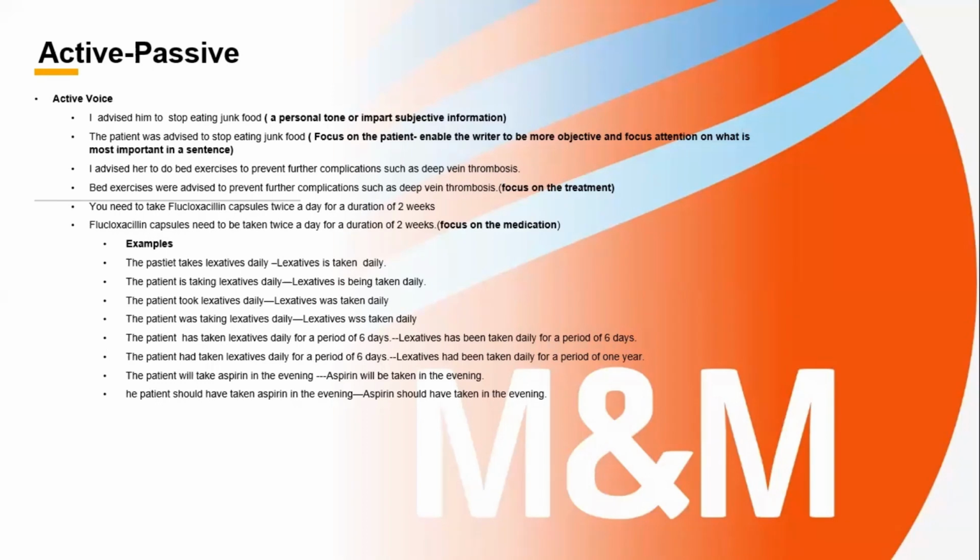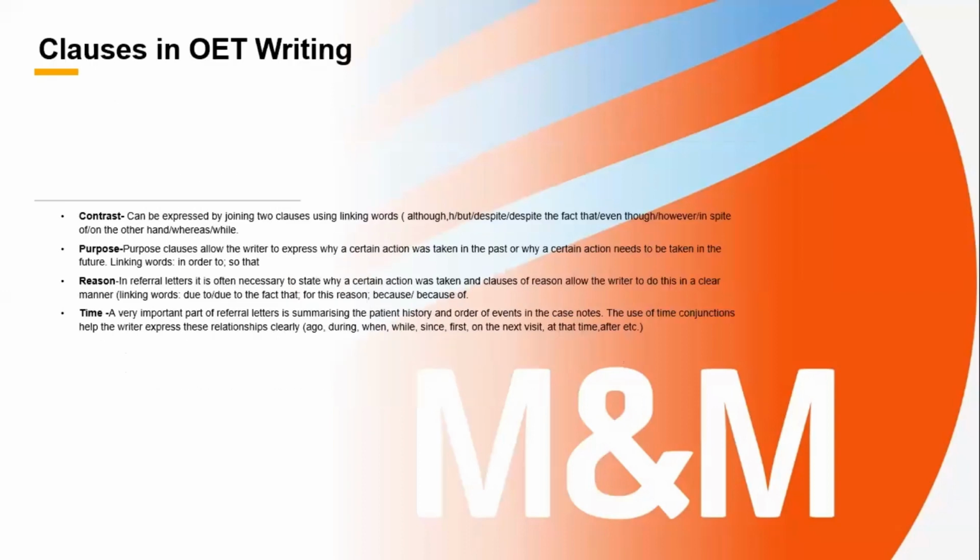Anyhow, I believe it's clear to all of you. These are some examples of passive voice, how and which things to be done, like how to translate the passive voice in different forms of the tense. Anyhow, then we have the clauses. In clauses, it's your complex sentences. In complex sentences, we have, let's say, the clause of contrast, clause of purpose, clause of reason, and clause of time, right?